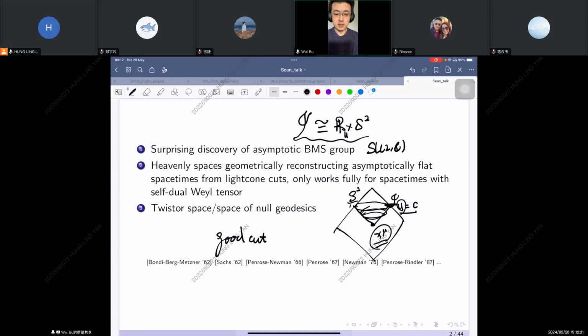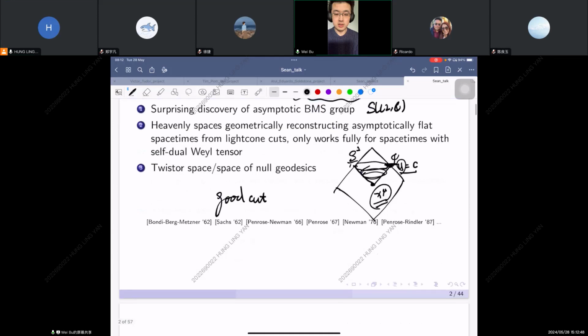So there are two things I require. One is the causal structure at infinity, which is asymptotically flat. Two is the Weyl tensor of the spacetime: sorry, it's self-dual. So the anti-self-dual part is zero. You only have half the Weyl tensor. Okay, I see. That's what self-dual means.